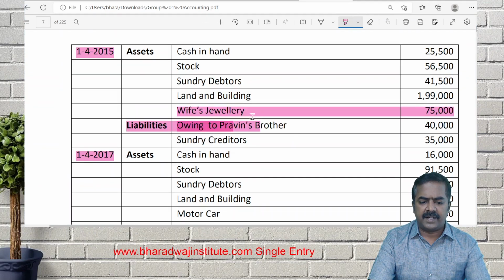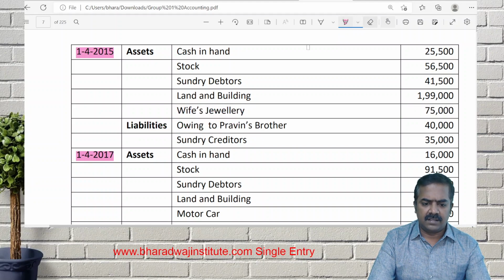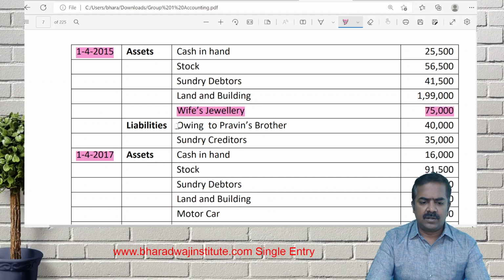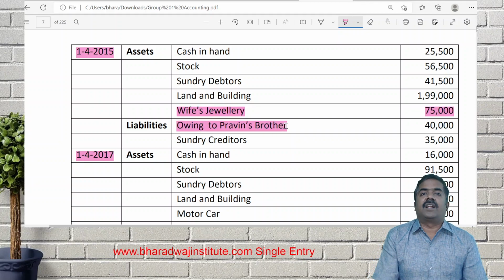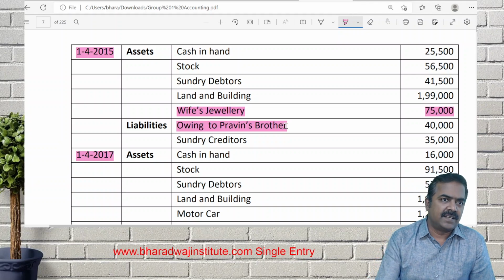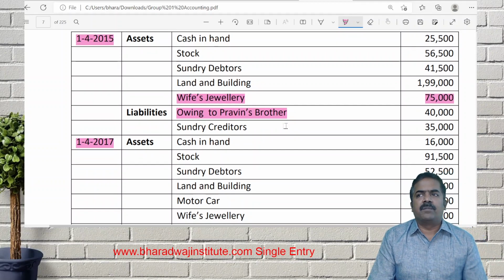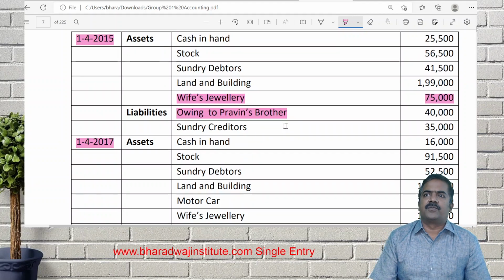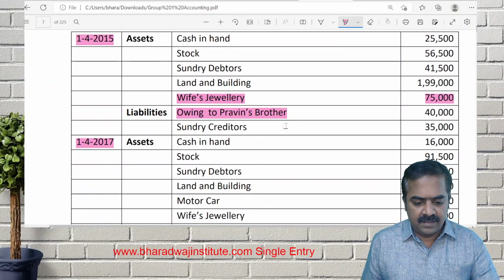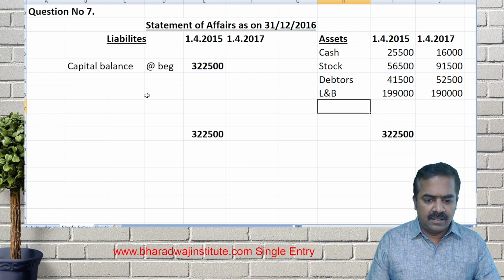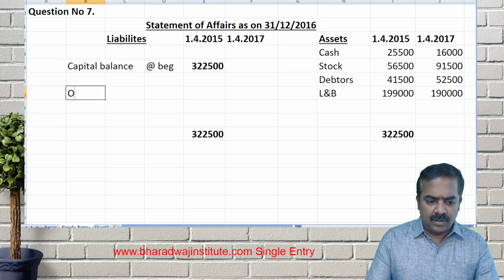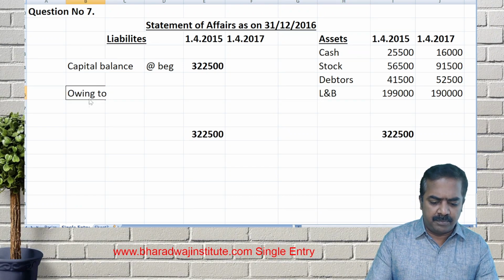Wife's jewelry will not be taken as an asset. That is not a business asset. That's a personal article that is not related to business. Owing to Praveen's brother, we assume that the money is borrowed for business. Unless stated, we can borrow from relatives, friends, we can take it. Okay, liability side, like owing to Praveen's brother.